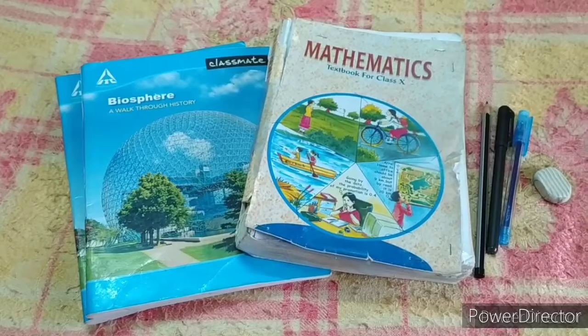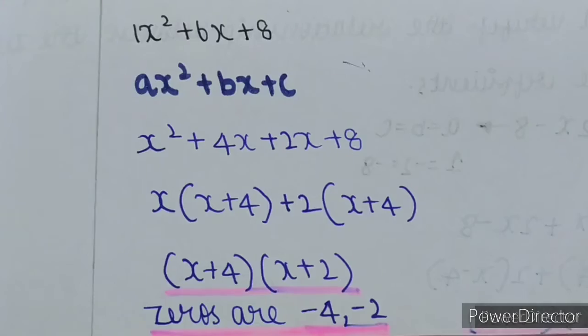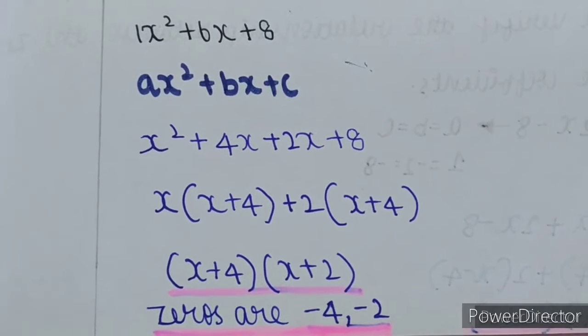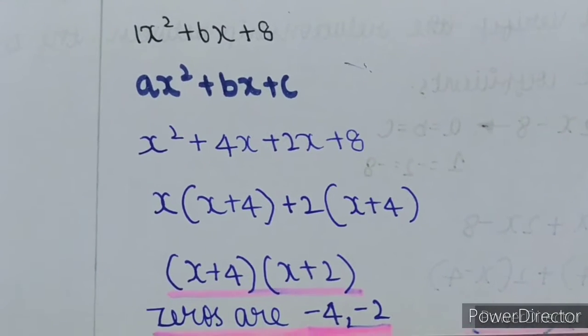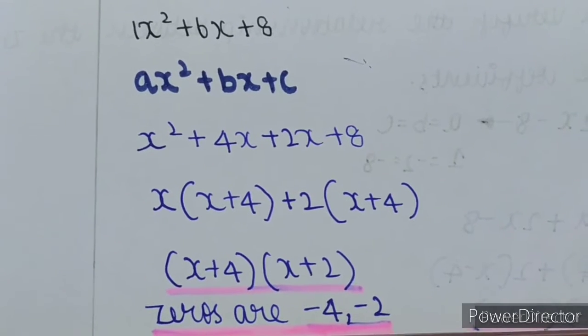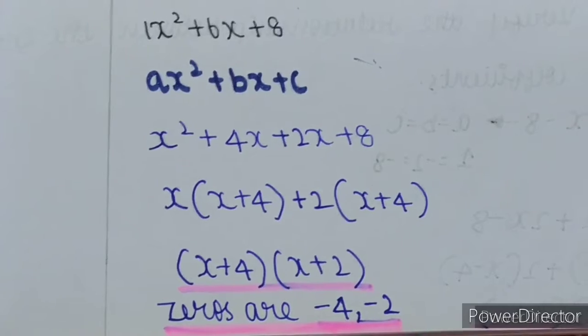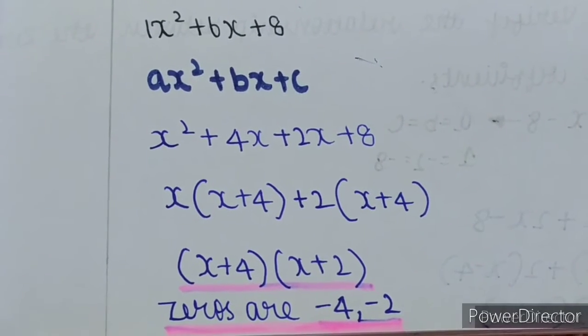Today we will continue solving the first question of exercise 2.2. So let's get started. Before solving the first question of exercise 2.2, let's see an example. In this question, you are asked to find the sum and product of the zeros of the polynomial. The example question that we have taken is 1x square plus 6x plus 8.